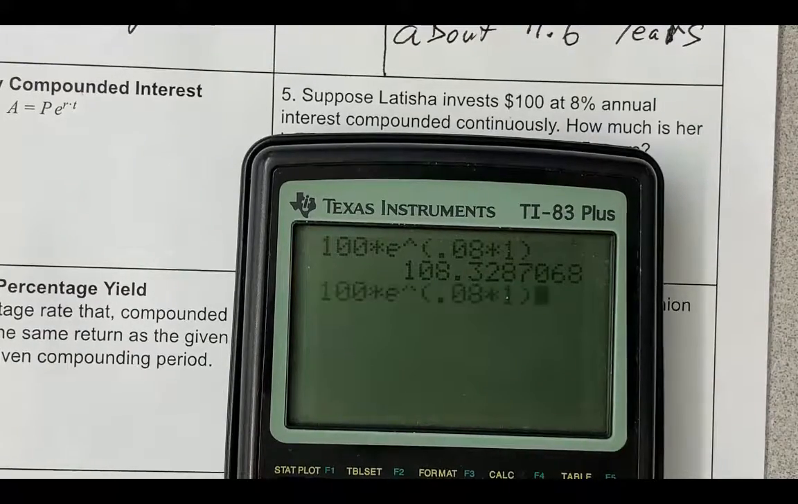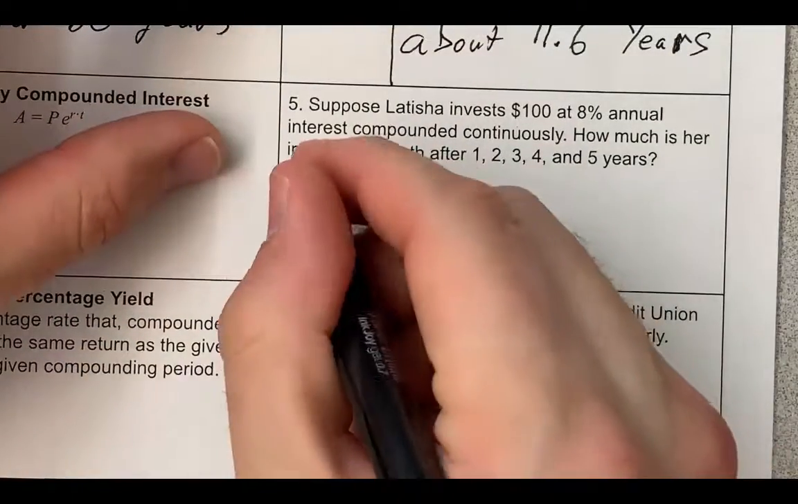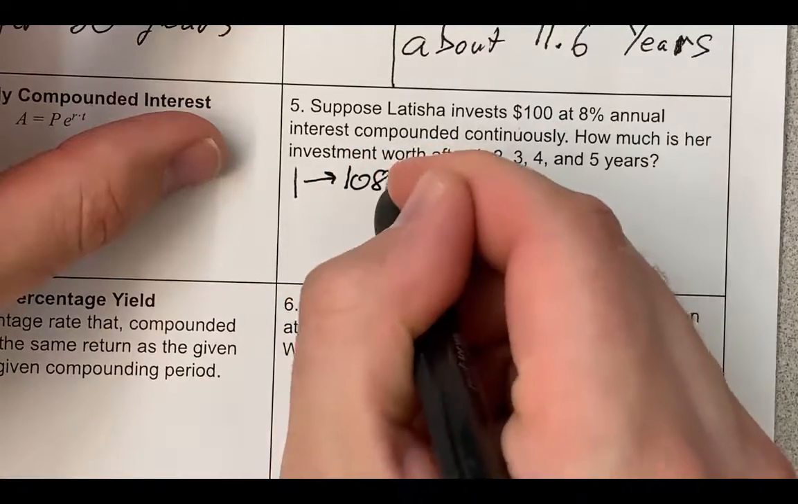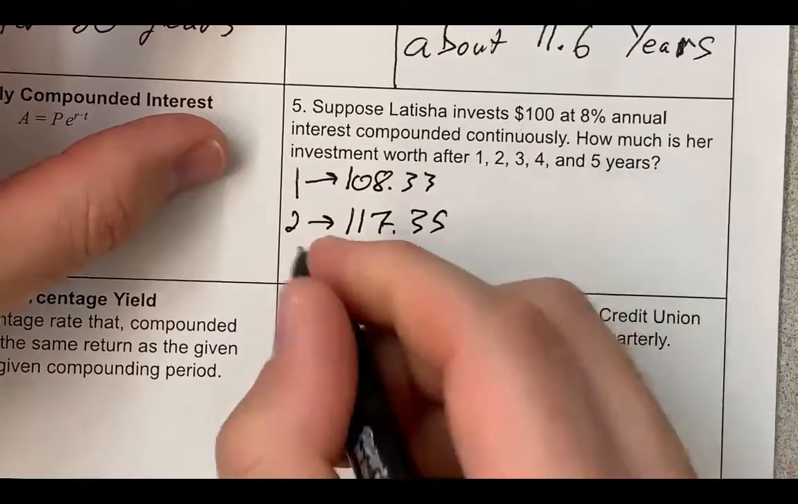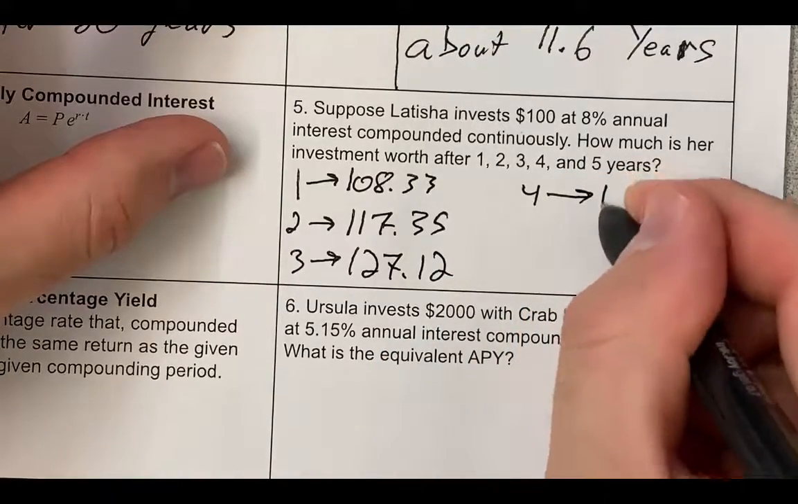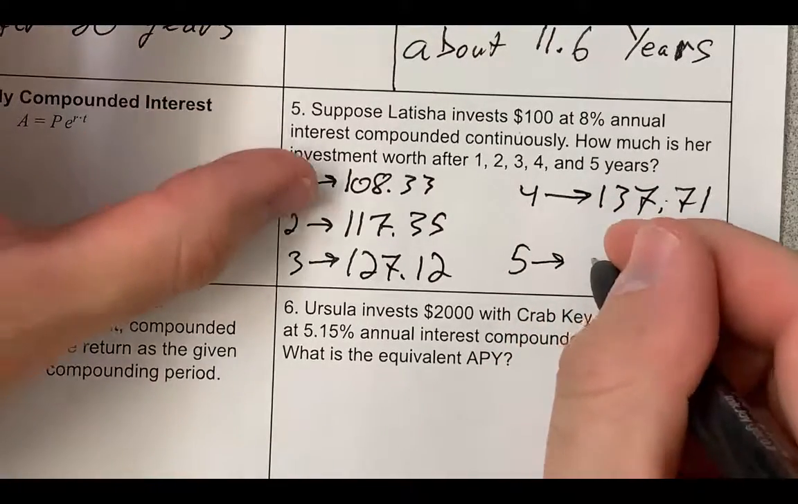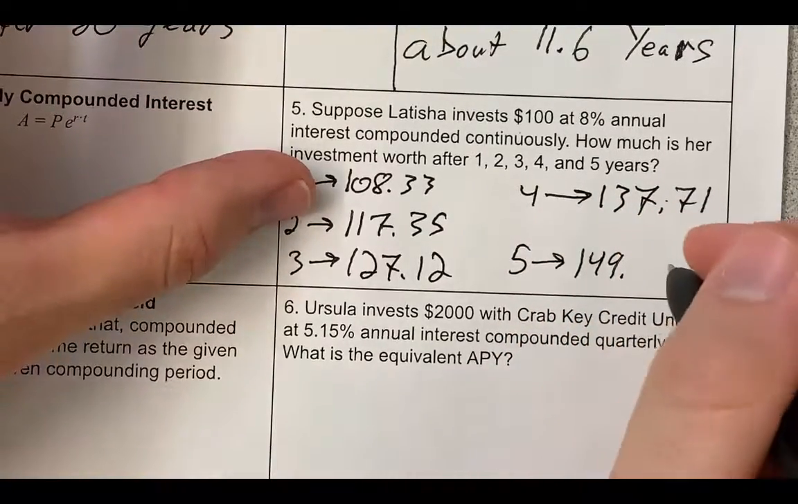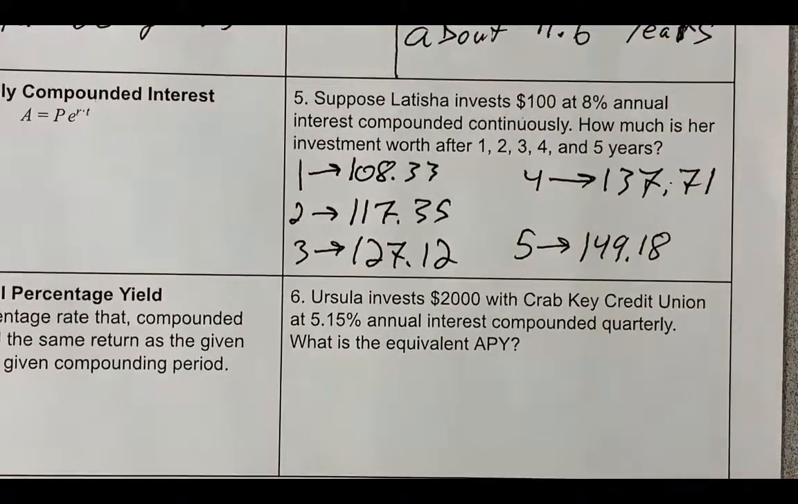Then if you hit second and entry, you can copy that, and instead of 1, you can put 2. You can change it to 3, and continue to get all those values. I've got them listed here. For 1 year, you get 108.33. For 2 years, you get 117.35. For 3 years, you get 127.12. For 4 years, 137.71. And for 5 years, you get 149.18. Again, it's just plugging into the formula.